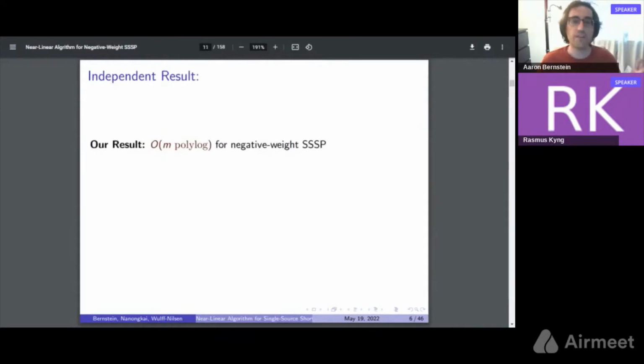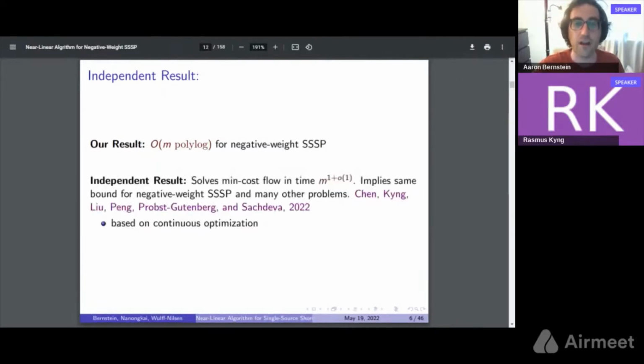Okay, so I also want to talk about a result that was done independently of our work that's super relevant. Our result is that we get m polylog time for negative weight single source shortest paths. At the same time, there was another result by several people who are here at ETH that solves min cost flow in almost the same time, slightly slower. In particular, min cost flow is a much more general problem. So this implies a result for negative weight single source shortest path, but also for many other graph problems. This is a huge breakthrough in graph algorithms because there are lots and lots of problems where we didn't know how to solve them until this min cost flow result.